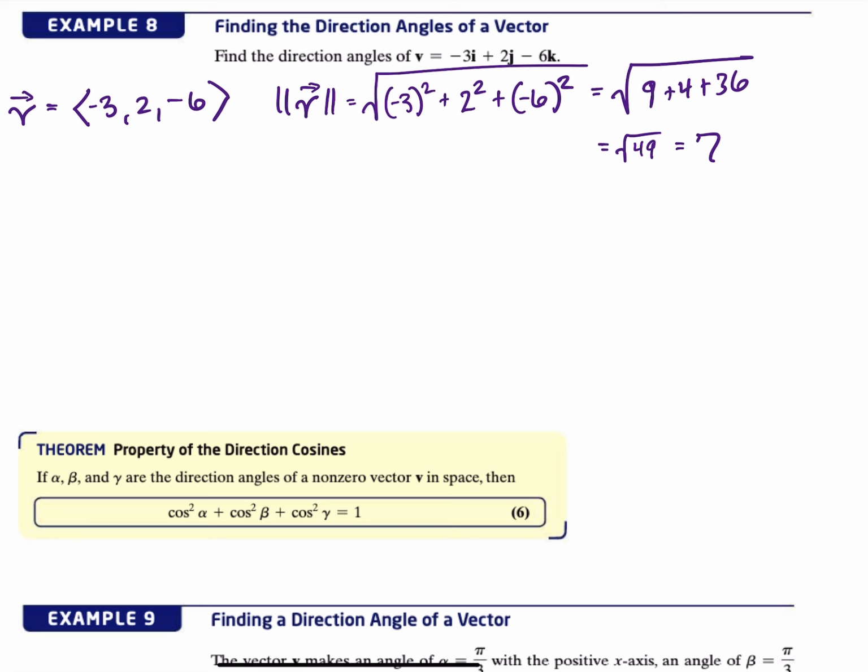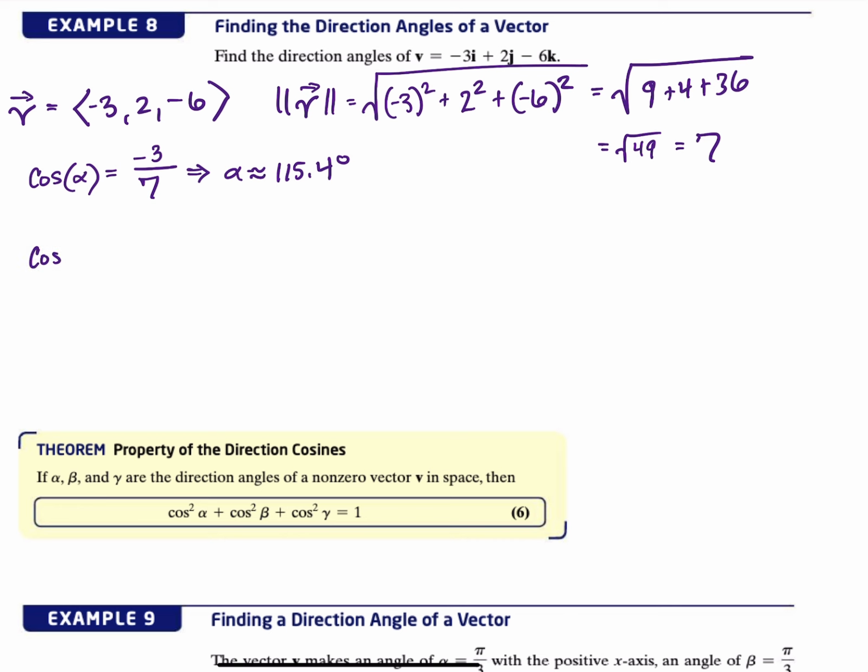So we want to find these three angles, alpha, beta, and gamma. The cosine of alpha is the a component, which is -3, divided by the magnitude, -3/7. Take the inverse cosine and we get our alpha angle is approximately 115.4 degrees.